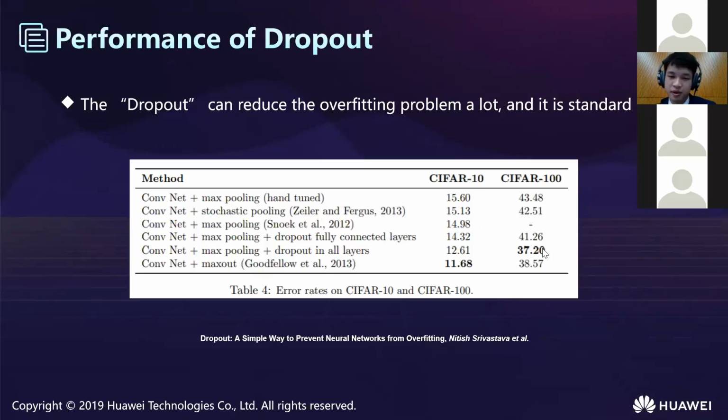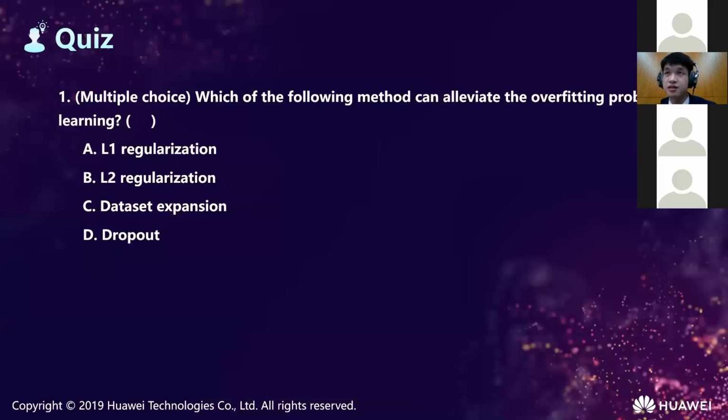So this paper shows the performance. If we add the dropout here, we can reduce the error rate by more than 6%. So we can reduce the overfitting problem. And there's a quiz. Which of the following methods can reduce the overfitting problem in deep learning? That is a multiple choice question. Okay. All of them. All of them. Yeah, exactly. Thank you so much. All of them.